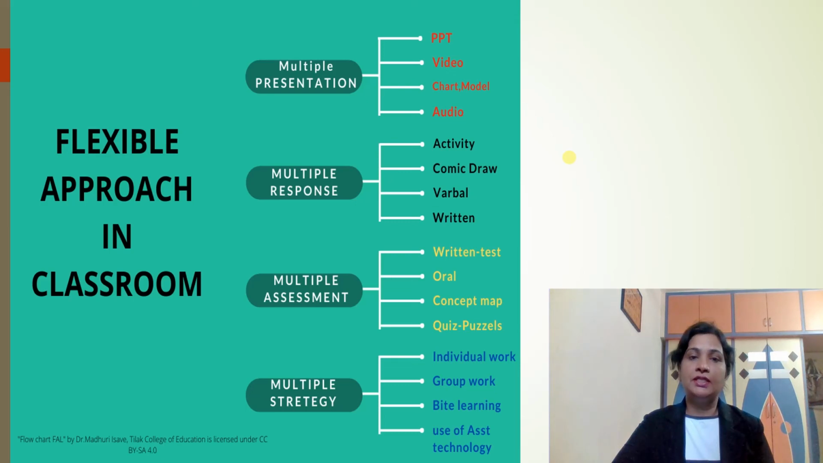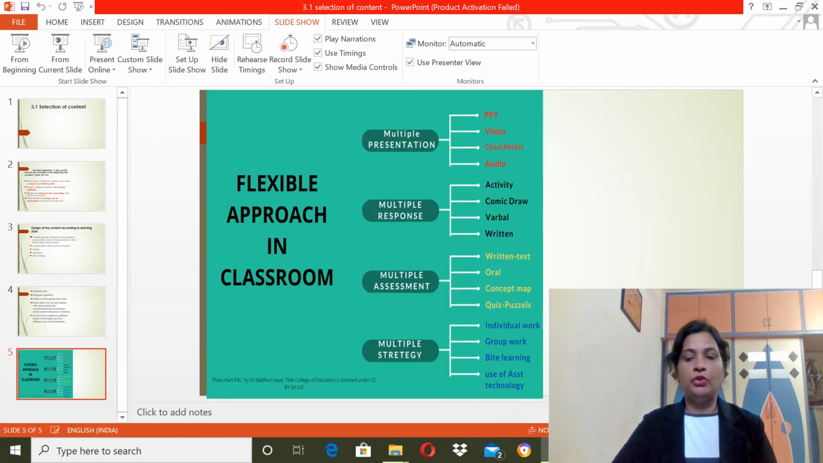Then after finishing the lesson, the teacher takes their feedback through multiple assessment, not only one assessment. In the assessment process, there can be a written test, oral test, concept map, mind map, quiz or any other assessment which suits the learners. Multiple strategy means you have to assign them work on an individual basis or in peer group learning or buddy learning. Also, using assistive technology is very important for disabled learners. So you have to use assistive technology along with other teaching aids.